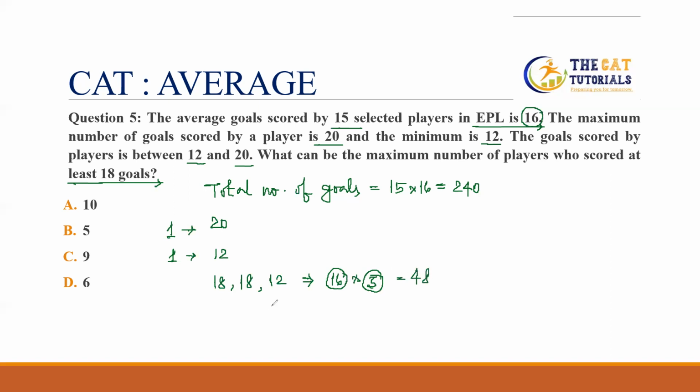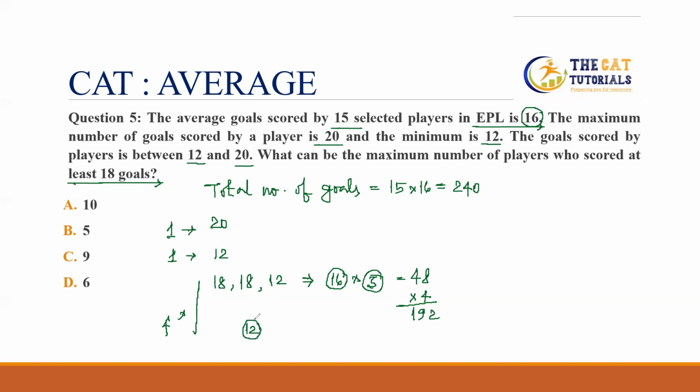Again, we can form 4 times of this. So if we form 4 times of this, the total number of goals is 48 into 4, that is equal to 192. Out of this 192, how many players have we included? We have taken 12 players. So when we count this, the number of players is 12.